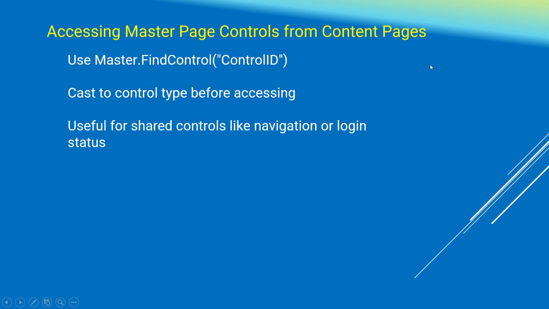Sometimes you need to interact with the controls in the master page from your content page code behind. You can do this by calling Master.FindControl with the control's ID, then casting it to the right type.